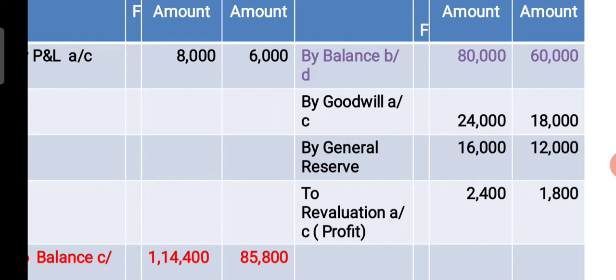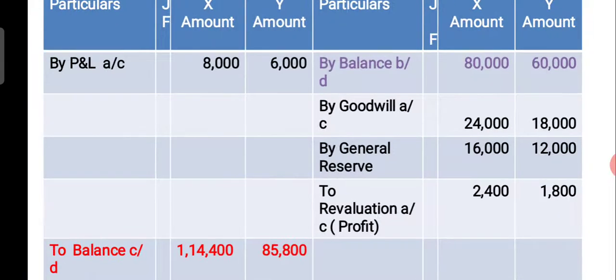And I want to tell you one important trick here. If you don't know how to post the information, just memorize these points. Goodwill is taken on the credit side of the partner's capital account, general reserve also comes on the credit side, and revaluation profit also comes on the credit side of the partner's capital account. Only losses, meaning profit and loss account loss or revaluation account loss, will come on the debit side.